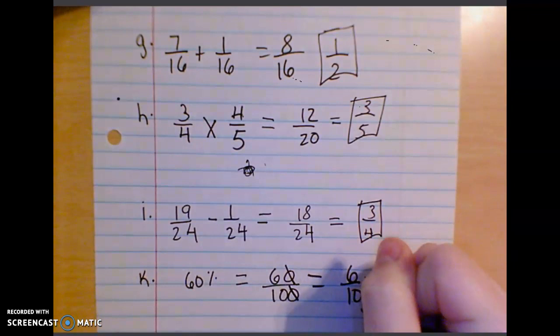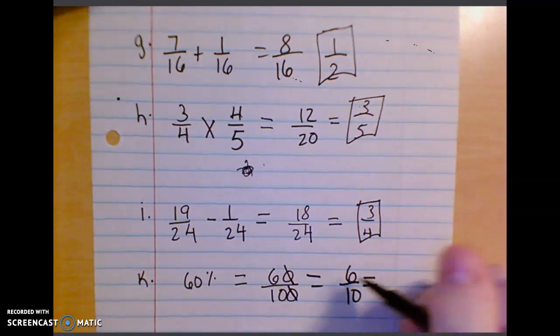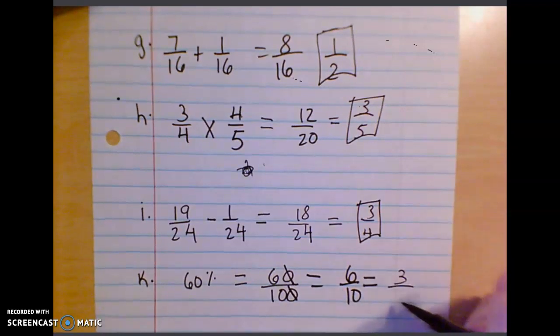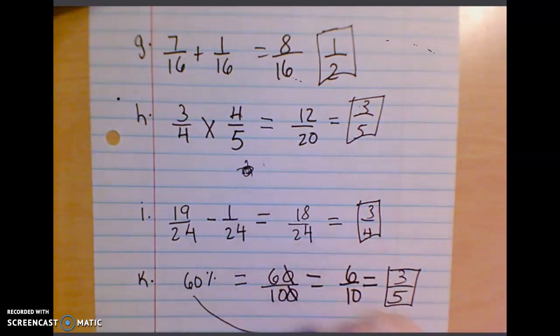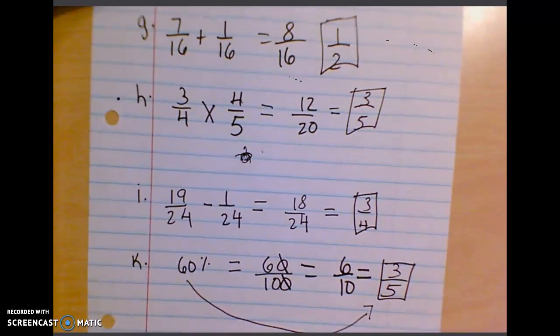What number can go into both of these? We'll say greatest common factor. Let's do 2. 2 will go into 6 3 times. 2 will go into 10 5 times. So 60% written as a reduced fraction is 3/5.